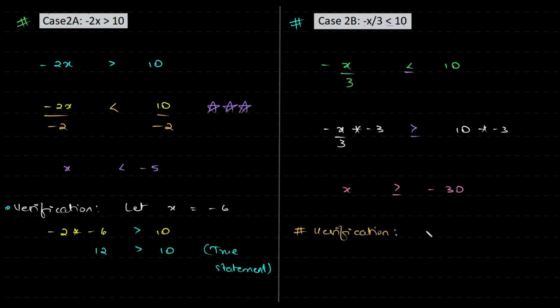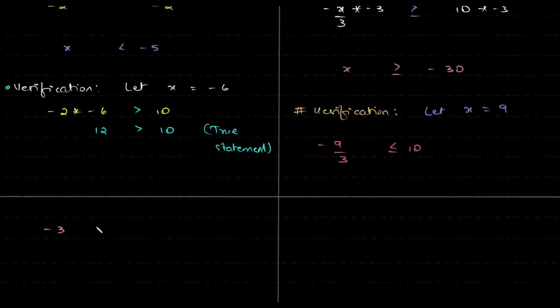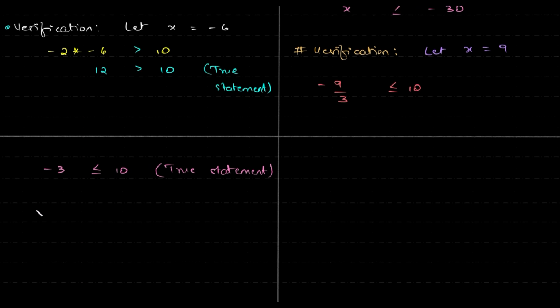Verification. Let x be equal to, say, 4. No, let me take some number which is divisible by 3, 9. So this will satisfy this condition, that's true. And then we have 9 minus 9 by 3 less than or equal to 10. It is so, right? Minus 3 is less than or equal to 10. It's a true statement. Remember, it's less than or equal to. It's an or, not and, right? So it's a true statement.